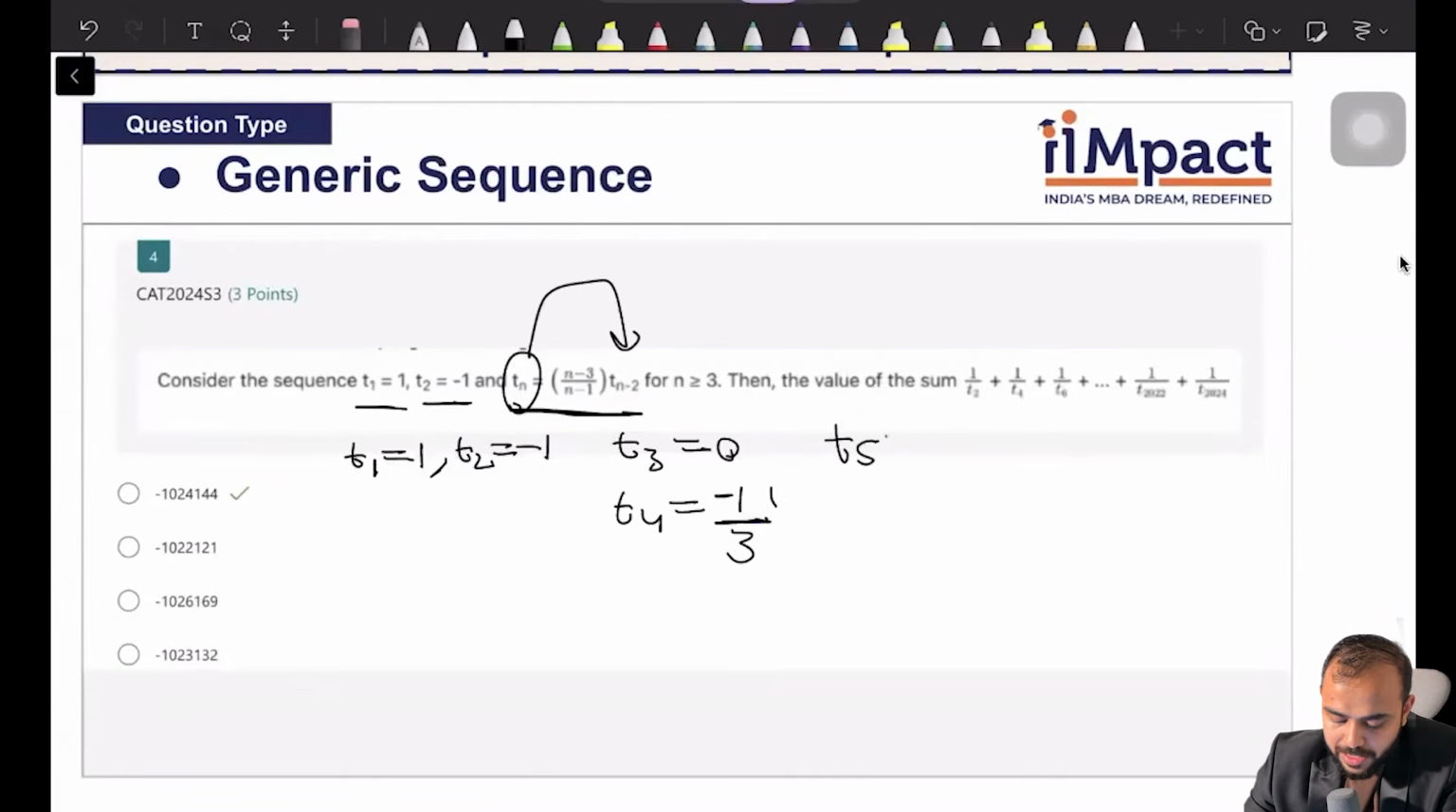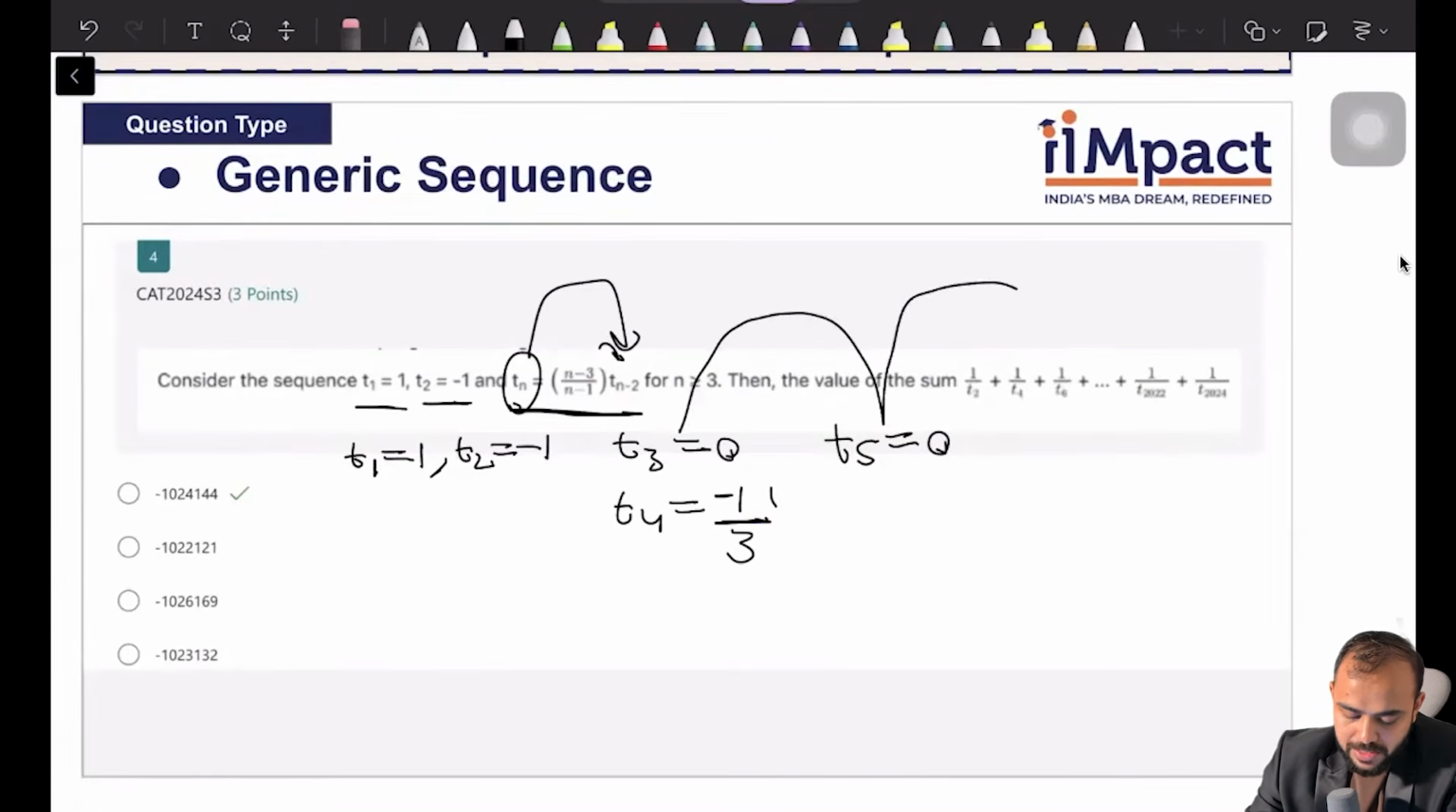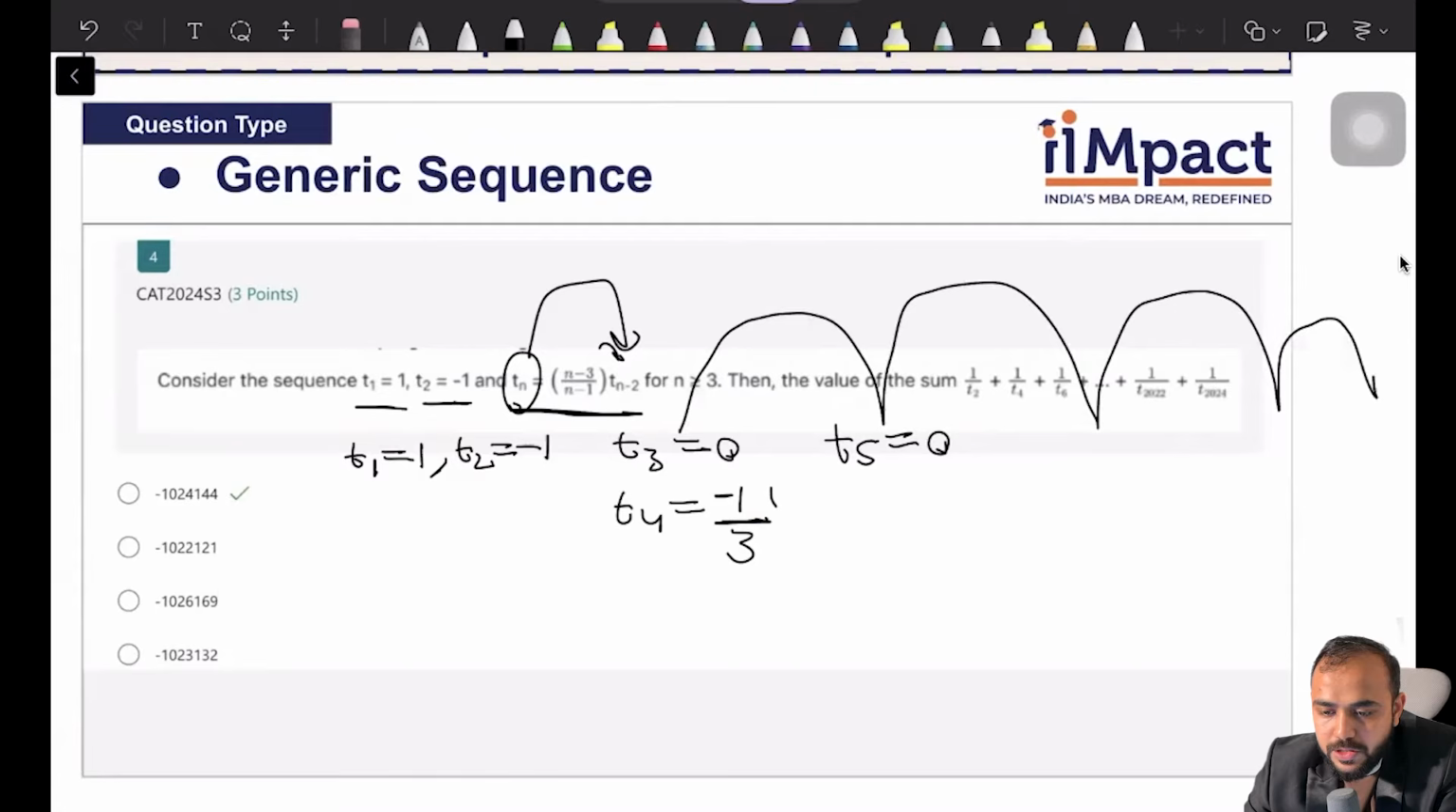Now T5 will again be equal to 0, because T5 will be something into T3. So I have already gotten the sense that odd terms are going to be all 0, which is why they have not included that even in the sum. Correct? Because then you would have gotten 1 by 0. So I'm now not going to focus upon the odd terms. They have not asked me for it. I will not focus upon it.